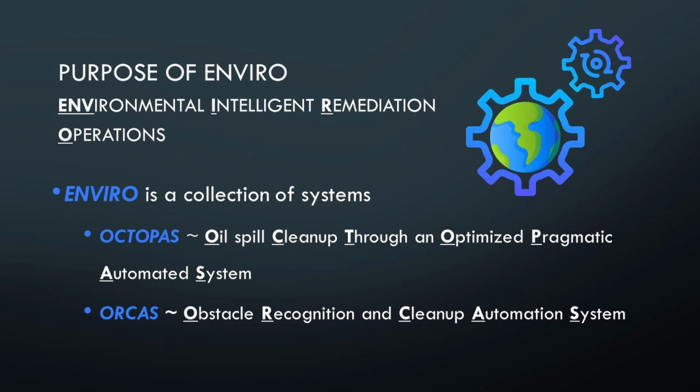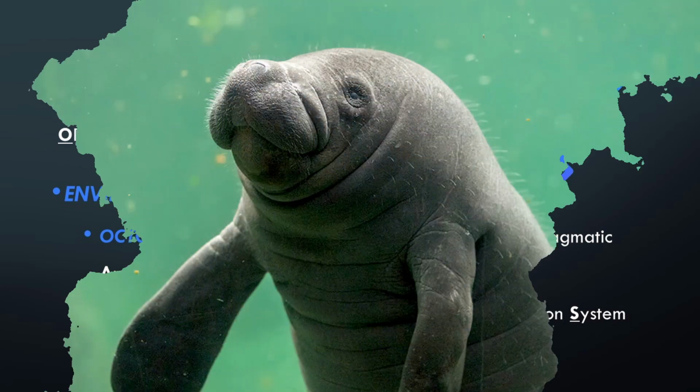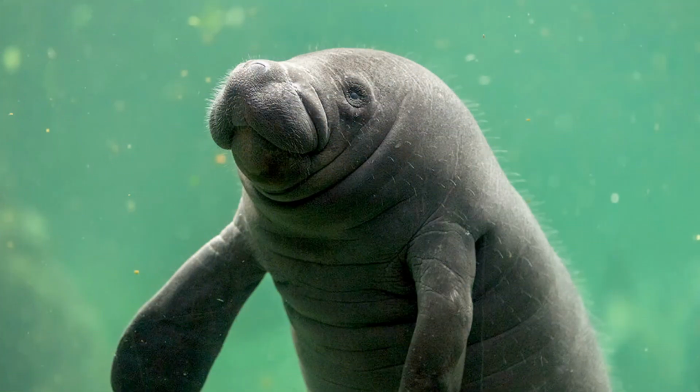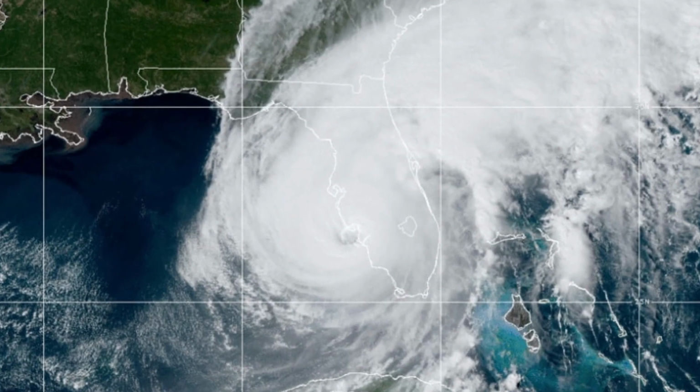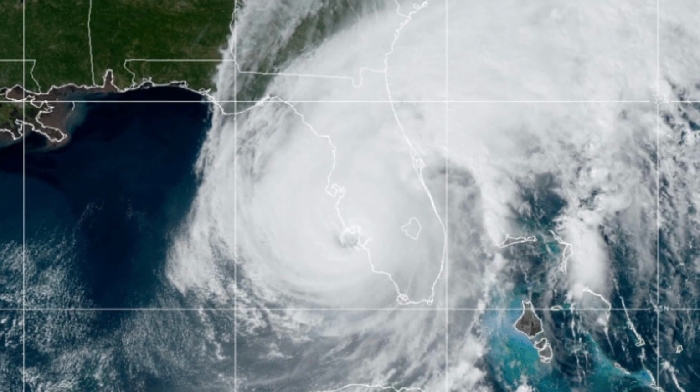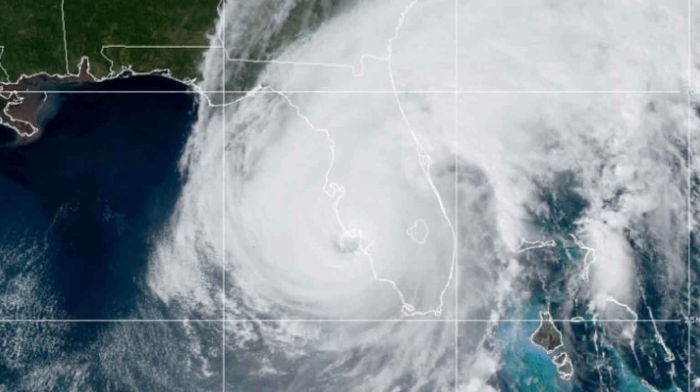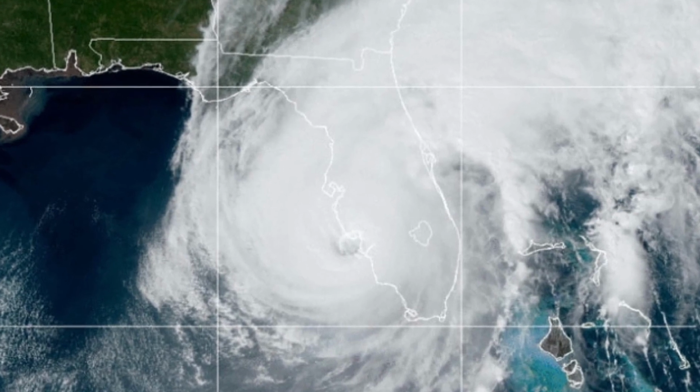So far, it consists of two main systems: OCTOPAS, which is meant for identifying and cleaning up oil spills, and the other component is called ORCAS, which is an obstacle detection and cleanup system to be used after disasters like hurricanes. Both of these ideas were inspired by real-life experiences. I created OCTOPAS after seeing a manatee which is affected by oil spills, and as for ORCAS, it was inspired by the many hurricanes in Florida. Most recently, I used ORCAS when Hurricane Ian struck my community in October 2022.